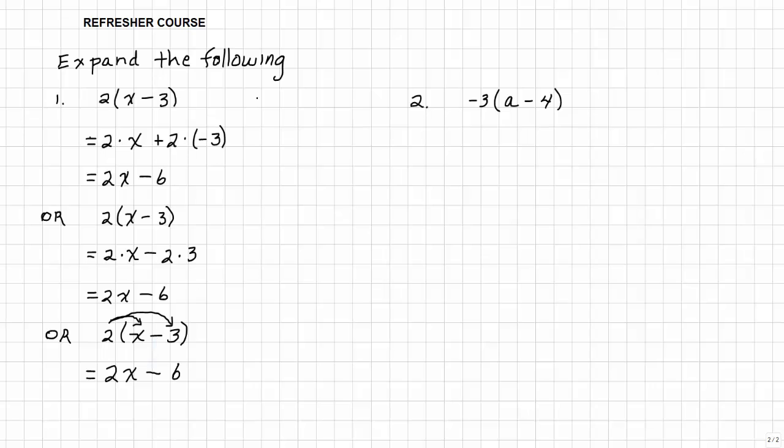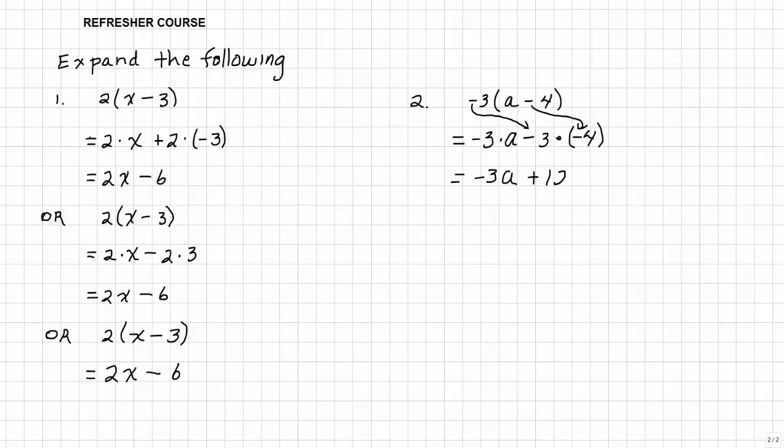The next one, number 2, is a little bit different in that it has a negative 3 outside, so you have to take negative 3 times both terms inside the bracket. And you have to be careful here because it's negative 3 times a and then negative 3 times negative 4. And this is where students usually make mistakes, so be careful. So it's minus 3a, and then negative 3 times negative 4 gives you positive 12.